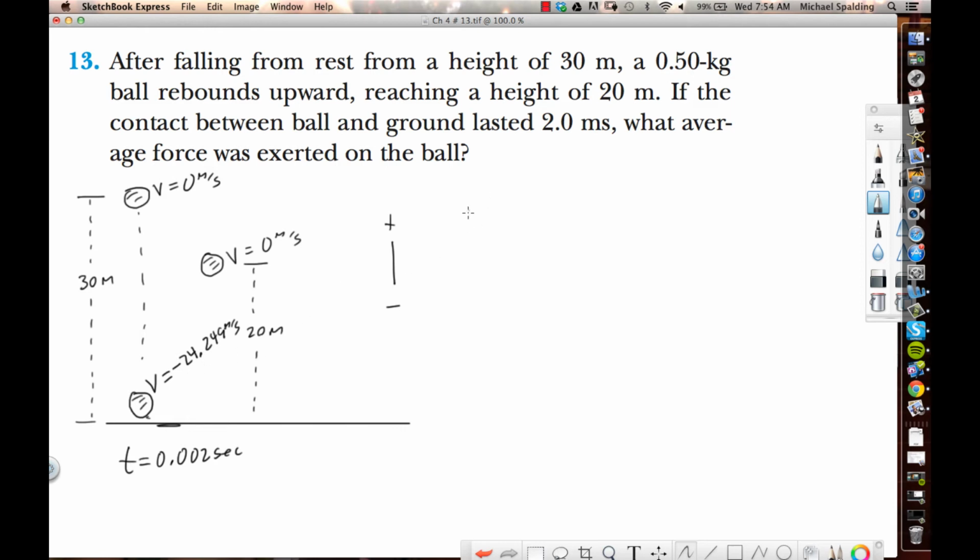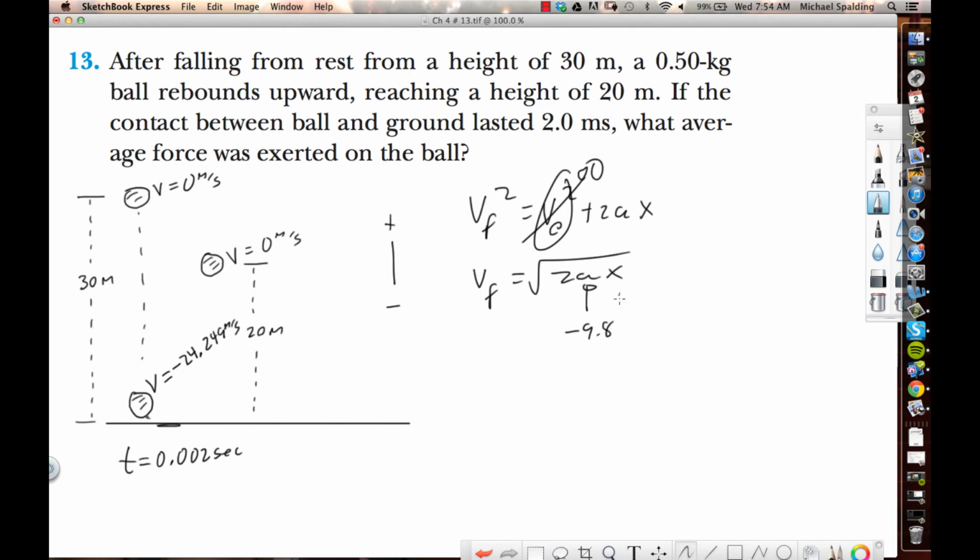The way I got that velocity: Vf squared equals V initial squared plus 2ax. What's V initial up here? 0. So you're solving for V final. Square root of 2ax. What's your a? Negative 9.8. What's your x? Negative 30. Why is the 30 negative? It's going down. Remember, square roots are always plus or minus, so we have to choose the minus, right? Why is it minus? It's going down.